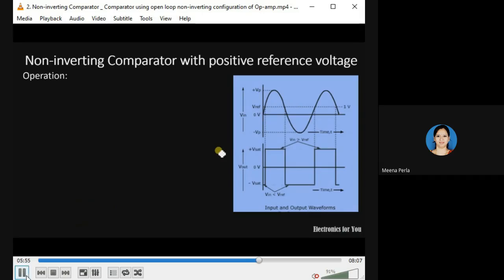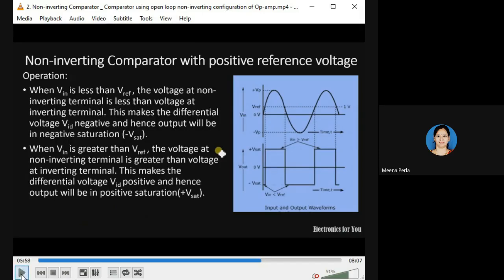So this is the working for the non-inverting comparator. Please note down this operation where we have written: when Vin is less than V reference, the VID is negative and therefore the output will be in negative saturation. And for the second case, when Vin is greater than V reference, the output will be positive, and hence the output is written as positive saturation. So please note down this point.